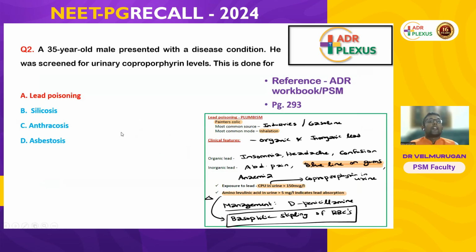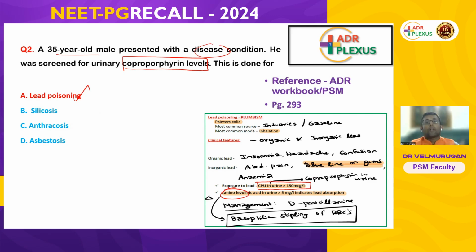Next question. A 35-year-old male is coming with a disease condition. They are measuring coproporphyrin levels. For what disease are coproporphyrin levels measured? Porphyria, but based on the options given, it is lead poisoning. In lead poisoning, we can measure aminolevulinic acid, then look for coproporphyrin in urine, or look for the lead levels in the blood, serum levels.